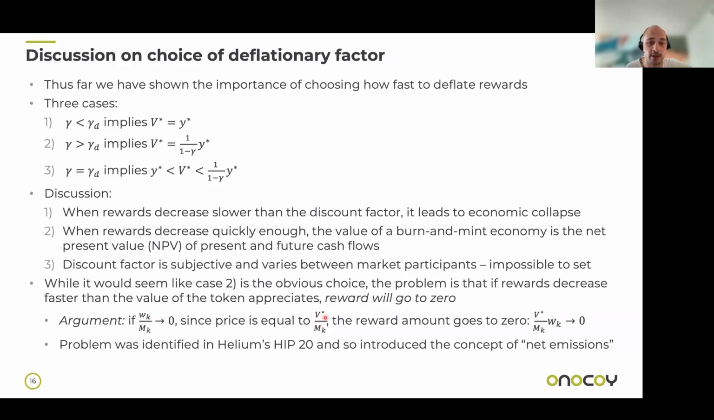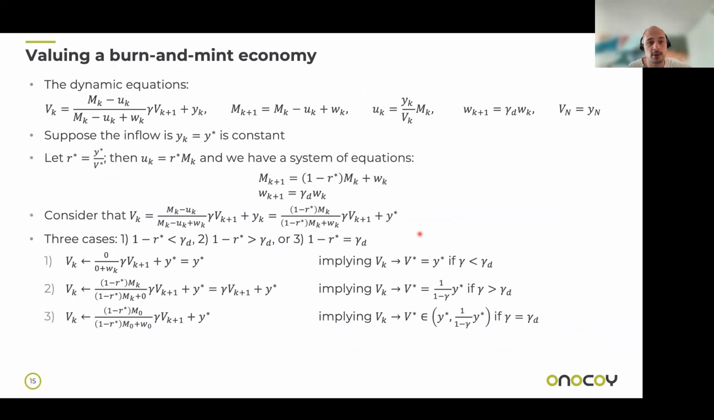And we know that the price is equal to the value divided by the number of tokens in the economy. So price multiplied by the tokens being rewarded is equal to the amount being rewarded in fiat. And so W over M goes to zero, right? And V star, I'll explain in a second what V star is, but V star is constant, so the whole thing goes to zero. And that's not good. So this is a problem.